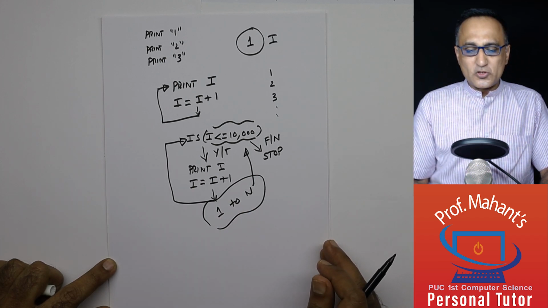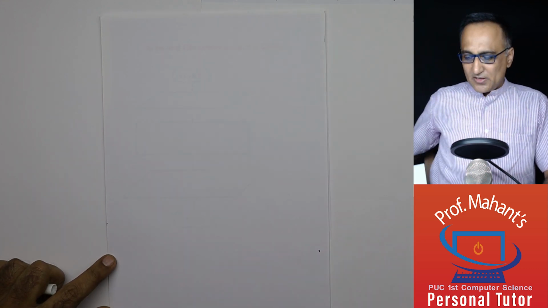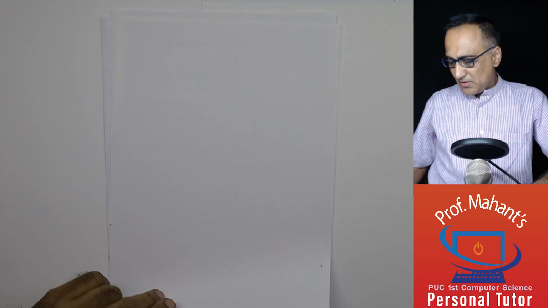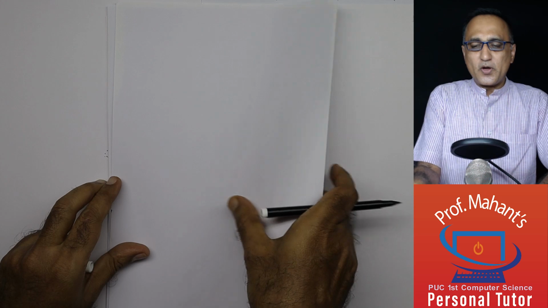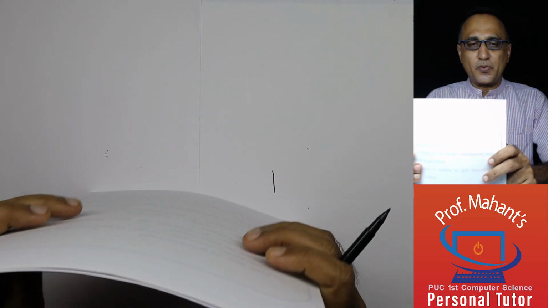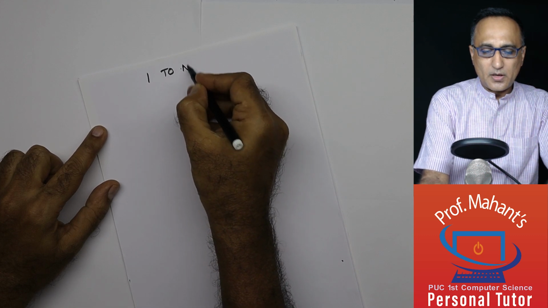So if you have to do a flowchart, a very simple way of doing a flowchart is like this. So what I shall do right now is, let me keep some paper here. So let's try to take a look at how we go about doing this particular flowchart to print numbers from 1 to n.